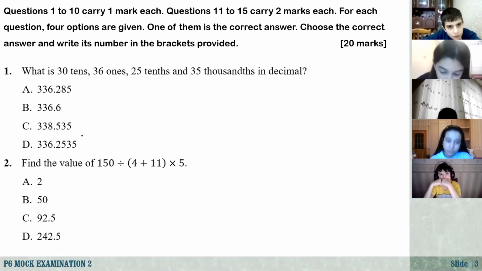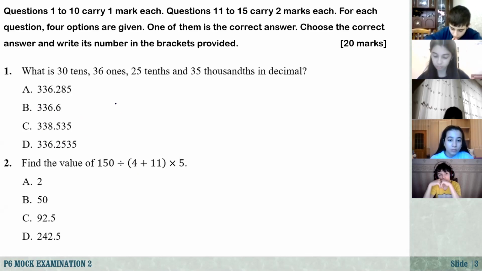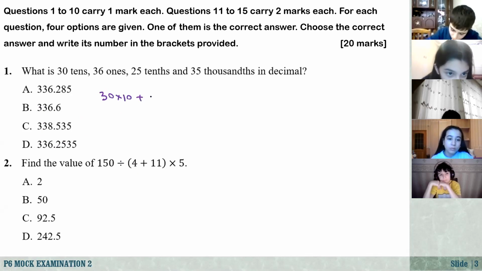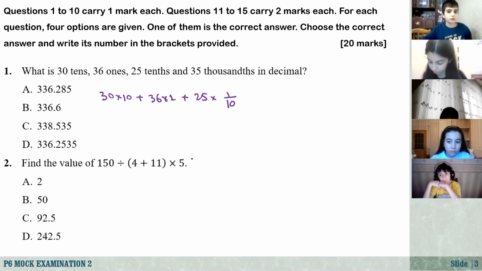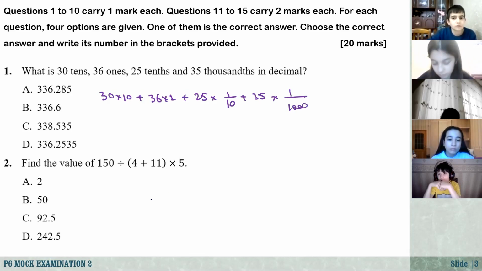Okay, so what is 30 tens, 36 ones, 25 tenths, and 35 thousandths in decimal? We have already done this, but one more time, let's do this. 30 tens, that is 30 times 10, plus 36 ones, that is 36 times 1, and 25 tenths, that's 25 times 1 over 10, plus 35 thousandths, 35 times 1 over 1,000. Okay, what did you say? Which one? Variant C.